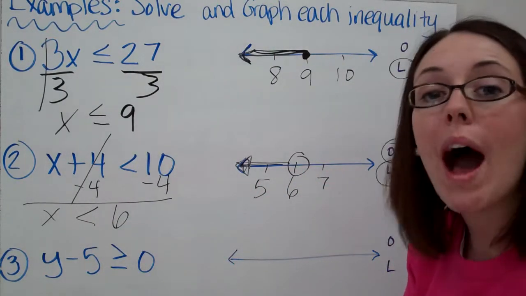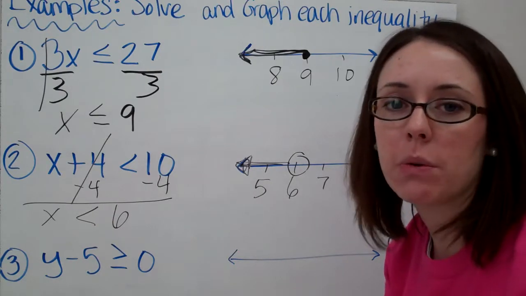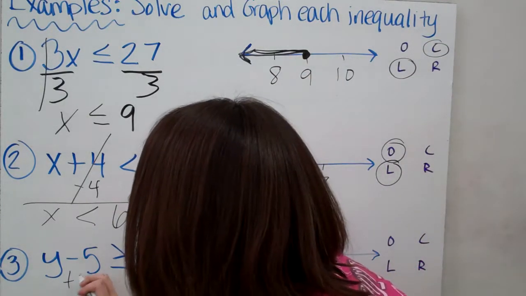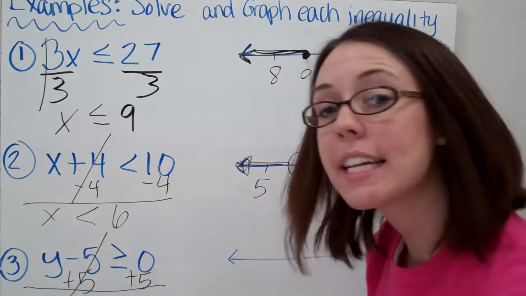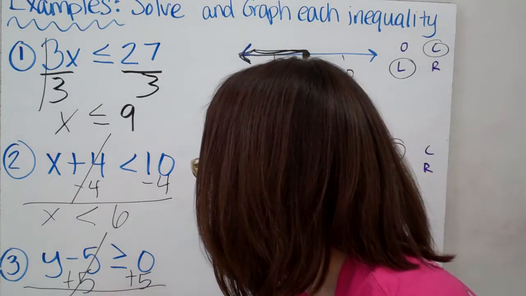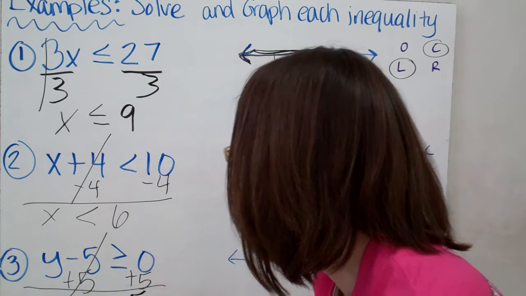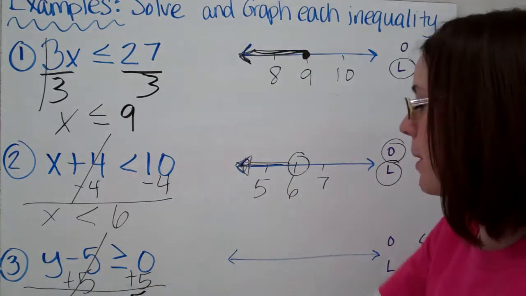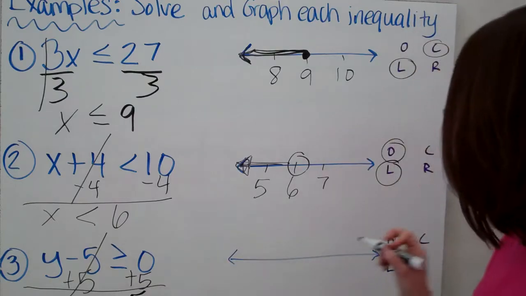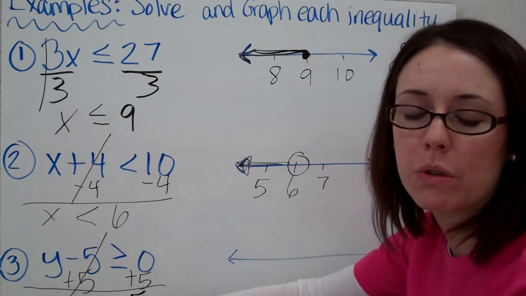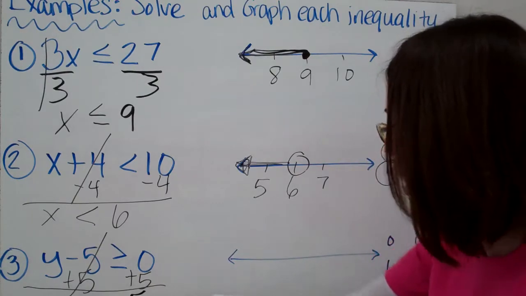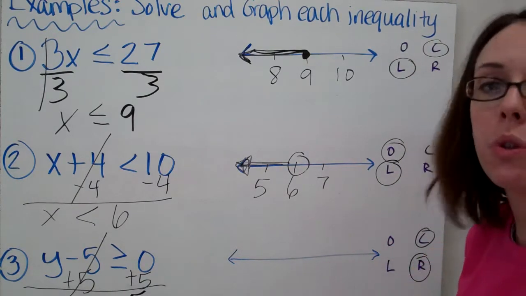Number 3, y minus 5 is greater than or equal to 0. We're going to add 5 to both sides. Your 5's cancel. You're left with y is greater than or equal to 5. We must decide, do we have an open circle or a closed circle? Well, we have a closed circle because it's greater than or equal to, so 5 can be a solution. We also are going to be shading to the right.